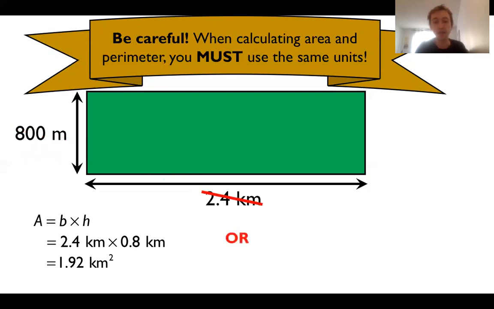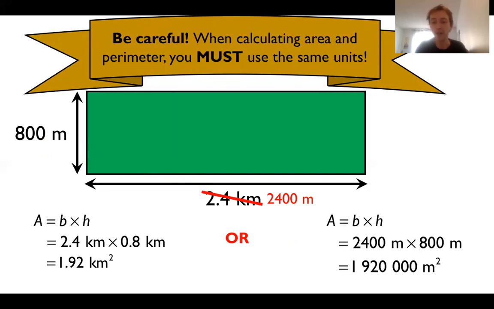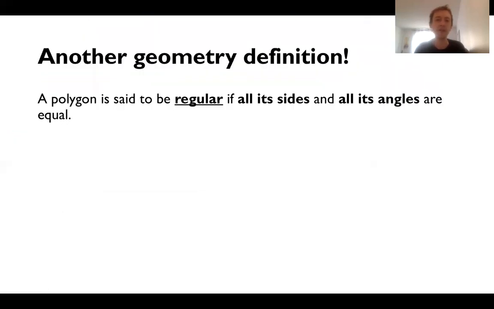Other option, I can leave this in meters and convert this to meters, whichever way you want. 2,400 meters. So now 2,400 times 800 gives me 1,920,000 square meters. Same thing as 1.92 square kilometers. All right. We're going to come back to this though. There's an important idea with this. If you're looking at this and maybe noticing something, I'm glad. We'll catch that before the end of this video.